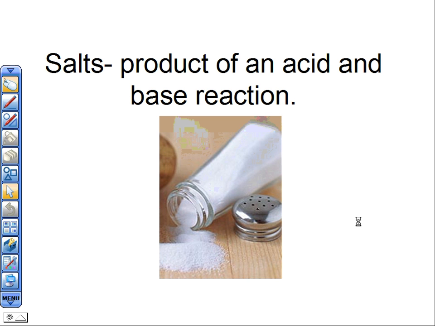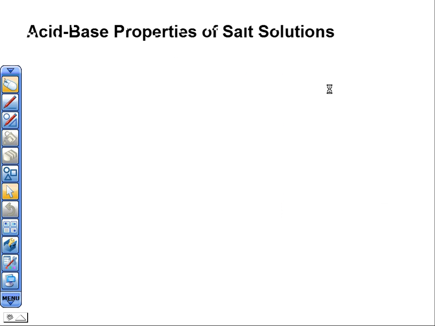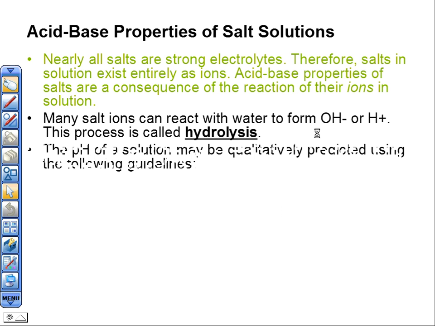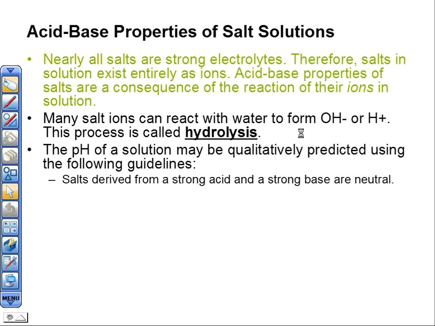Okay, the definition of a salt is a product of an acid and base reaction. So a salt is pretty much an ionic compound that's formed from the cation of a base and the anion of an acid. And all salts do something called hydrolysis, and that's what's going to give us a little bit of trouble in chapter 17, but we're going to be okay with it. And we can predict the pH of a salt by looking at and figuring out maybe what formed it.